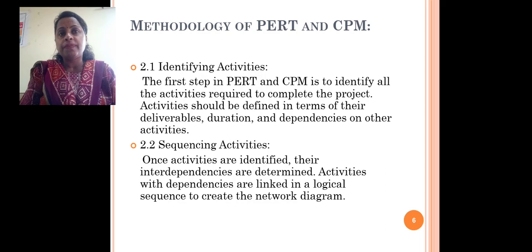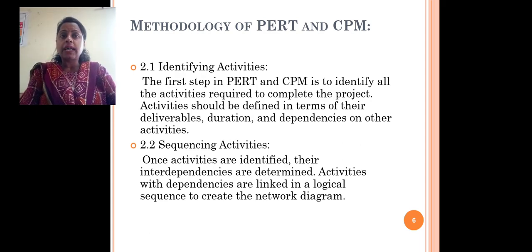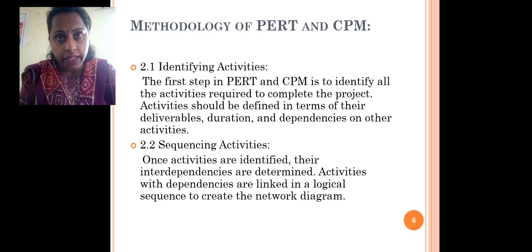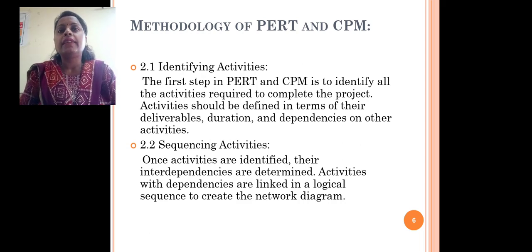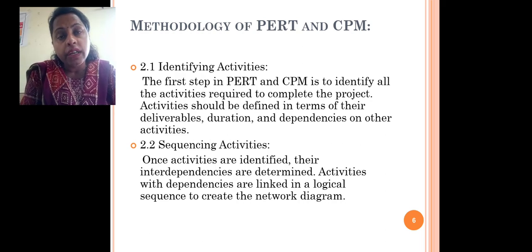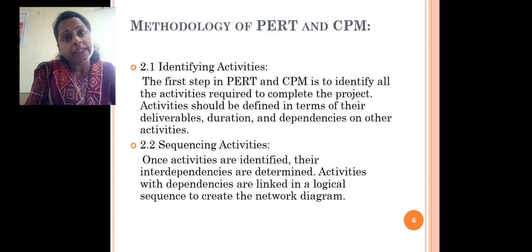Now, the methodology of PERT and CPM. So, how to draw PERT and CPM diagrams? The first step is to identify the activities. The first step in PERT and CPM is to identify all the activities required to complete the project. Activities should be defined in terms of their deliverables, their duration or the days given in the question, and their dependency on other activities. When you look at the questions of the network diagram, you will see 2 or 3 columns where you will see the successor and predecessor activities.